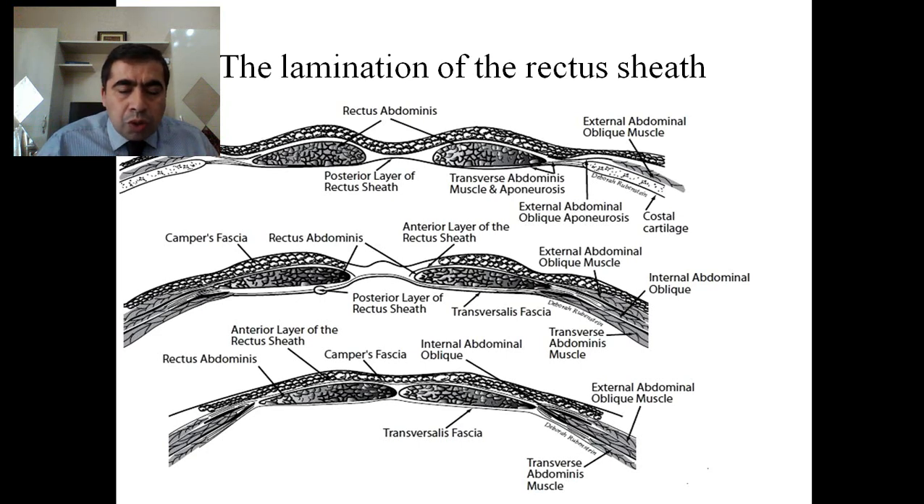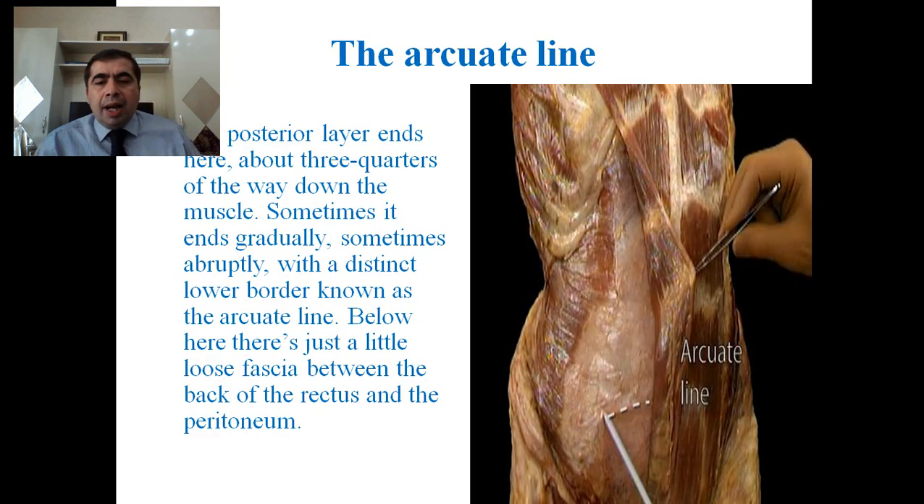At the lower one-third, all three aponeuroses, I mean the external oblique, internal oblique, and the transverse abdominis, all of them pass to the anterior wall. The arcuate line is the separating line of the upper two-thirds and the lower one-third. The posterior layer ends here, about 3/4 of the way down the muscle. Sometimes it ends gradually, sometimes abruptly, with a distinct lower border known as the arcuate line.